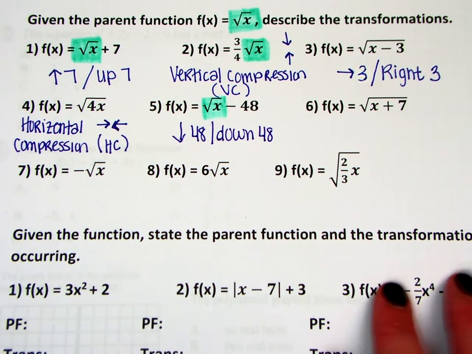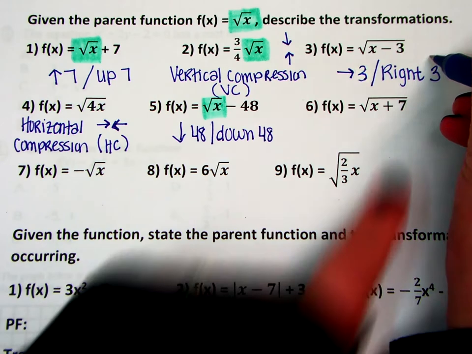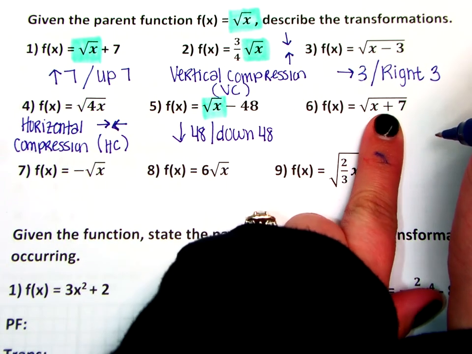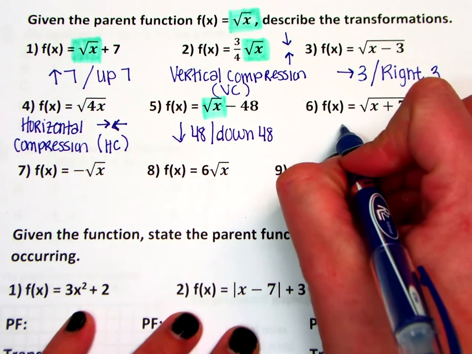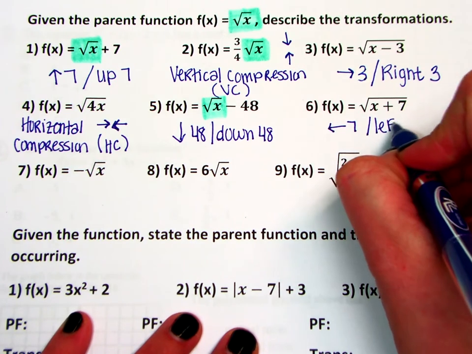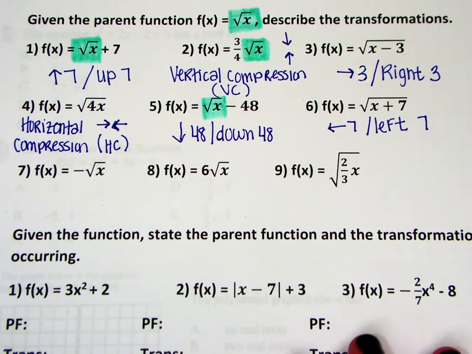Number 6 is kind of the opposite of number 3. So in number 3, this is negative 3, which means to the right. This one is positive 7, which means to the left. So we are shifting to the left 7. Remember, look for the function as a whole, and that's going to make it a little bit easier.